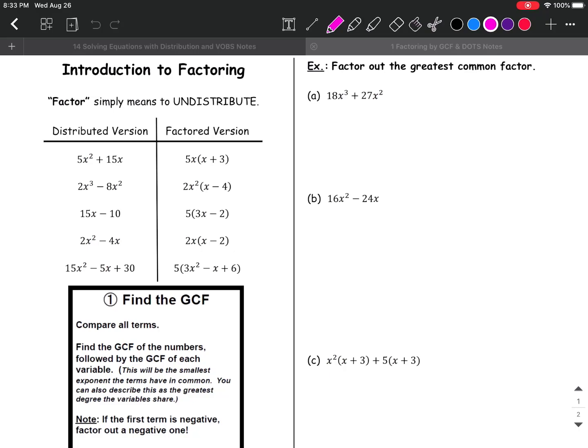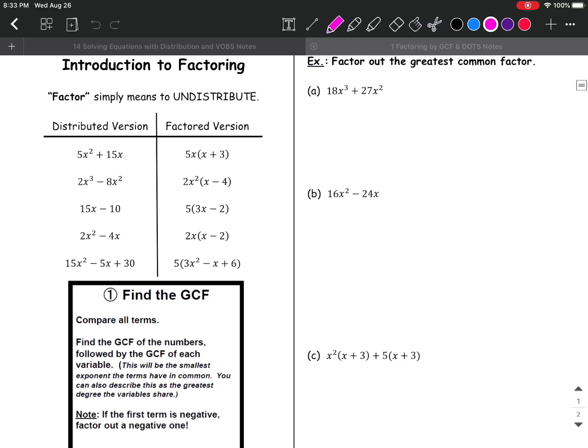Okay, so remember factoring is simply the reverse of distributing. If you have your distributed version and then you have your factored version, notice here 5x squared plus 15x, a 5 divides into both the 5 and the 15. The x squared and the x, and x goes into both. In each of these examples, 2x cubed minus 8x squared, there's a 2 that goes into 2 and 8. There's an x squared is the greatest common factor. So all of these numbers outside the parentheses, those are the greatest common factors.